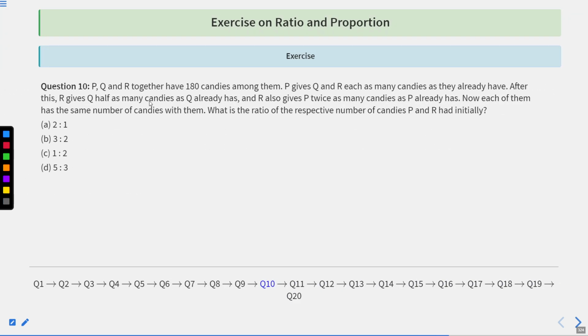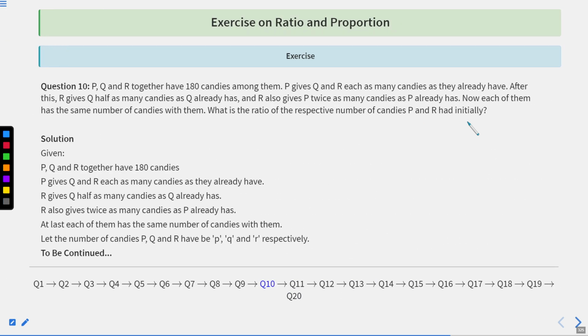Now, question number 10. P, Q and R together have 180 candies among them. P gives Q and R each as many candies as they already have. After this, R gives Q half as many candies as Q already has. And R also gives P twice as many candies as P already has. Now, each of them has the same number of candies. What is the ratio of the respective number of candies P, Q and R had initially?